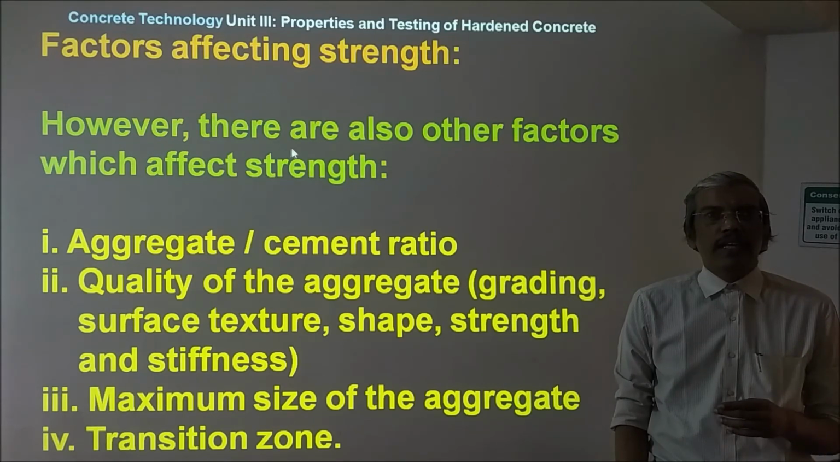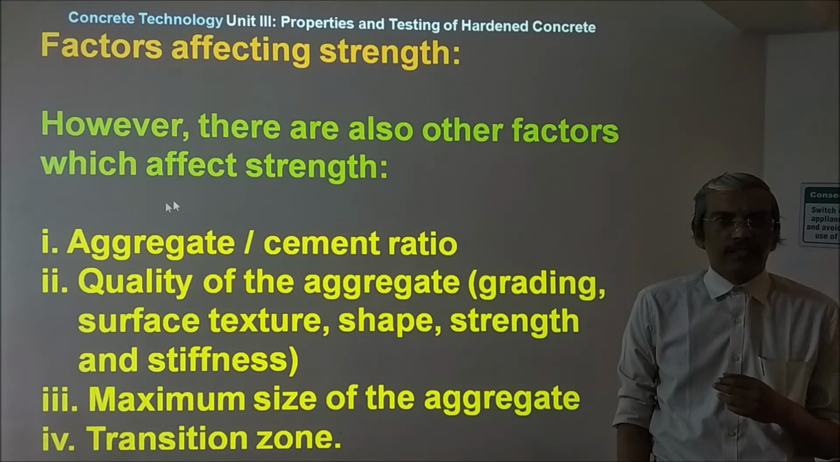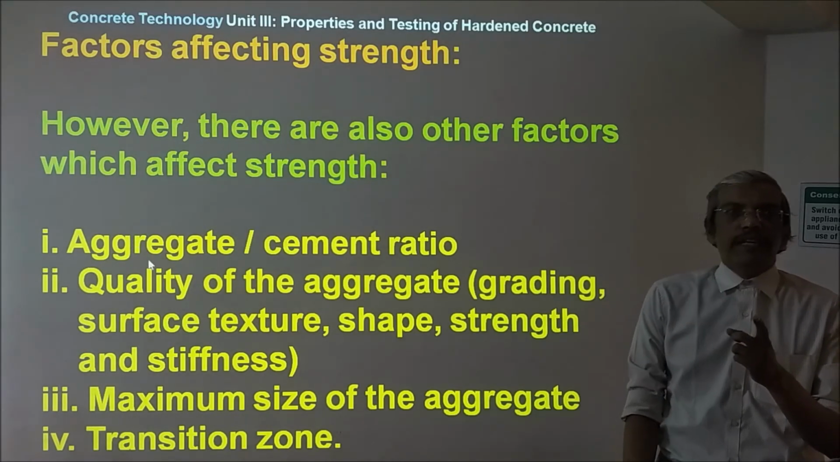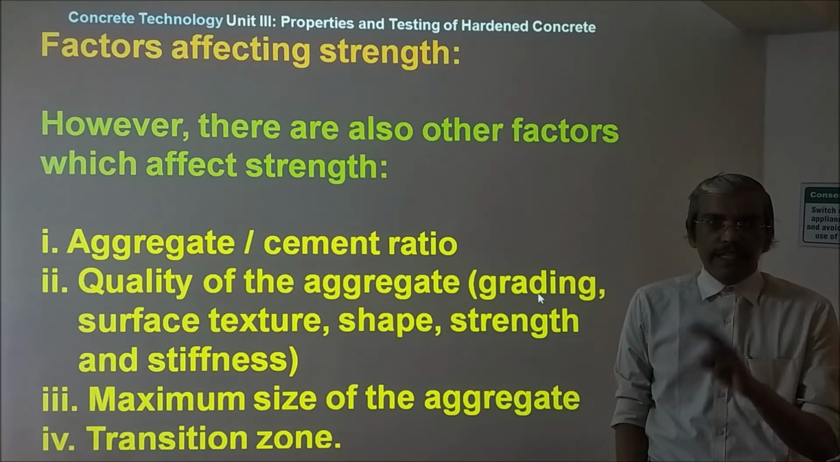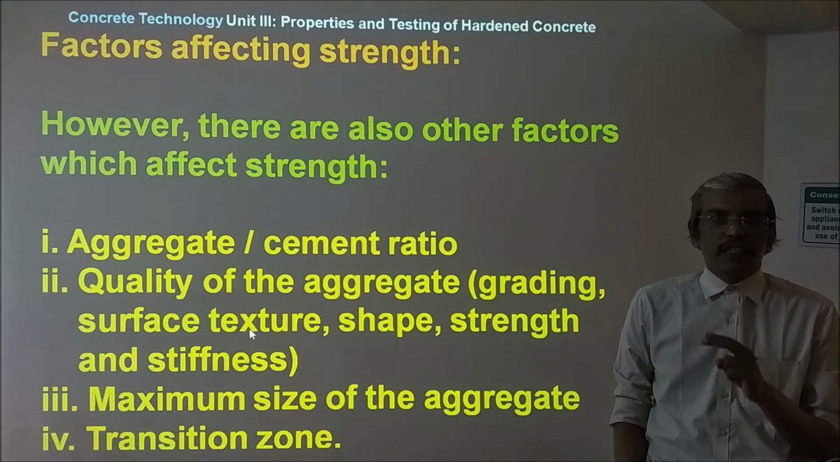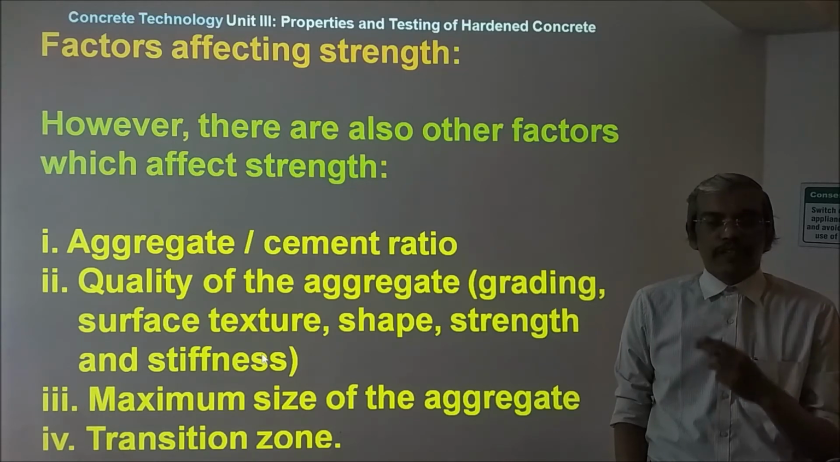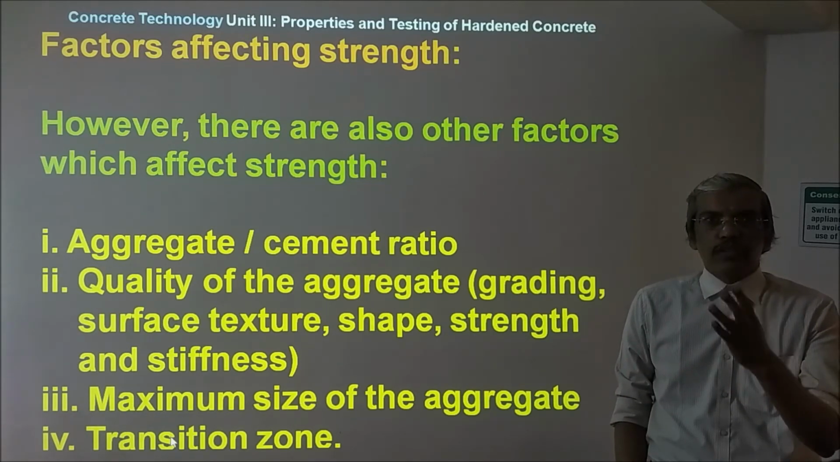However, there are also other factors which affect the strength. First will be aggregate cement ratio, second, quality of the aggregate, which includes grading, surface texture, shape, strength and stiffness. The third is the maximum size of the aggregate, and the fourth factor affecting the strength of the concrete is the transition zone.